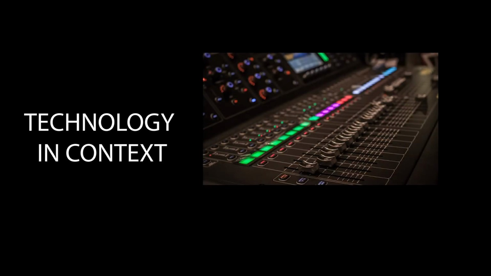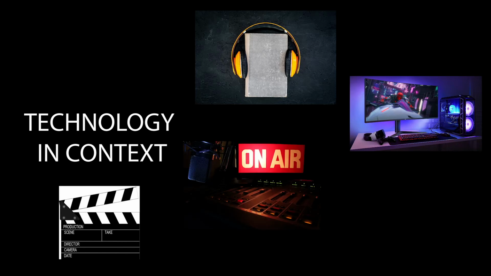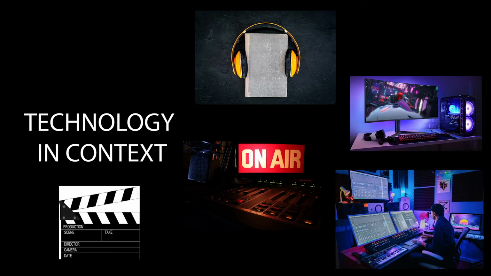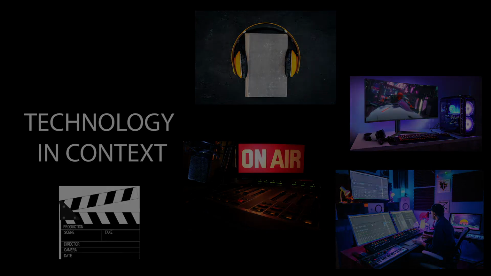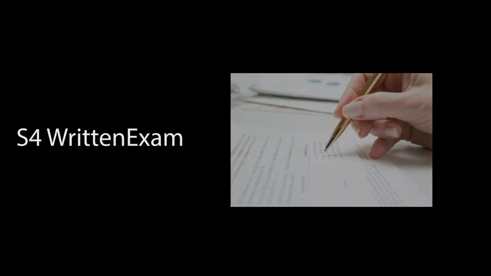The next element we study is technology in context. This is where you use the skills you have learned to create different projects, such as an audiobook, a computer gaming clip, a film clip, a radio broadcast, and a multi-track. In S4, you will choose 2 projects to send to the SQA. The final element of the course is understanding 20th and 21st century music. We look at a range of different styles such as jazz, skiffle, and EDM. In S4, there's a written exam to test what you have learned.